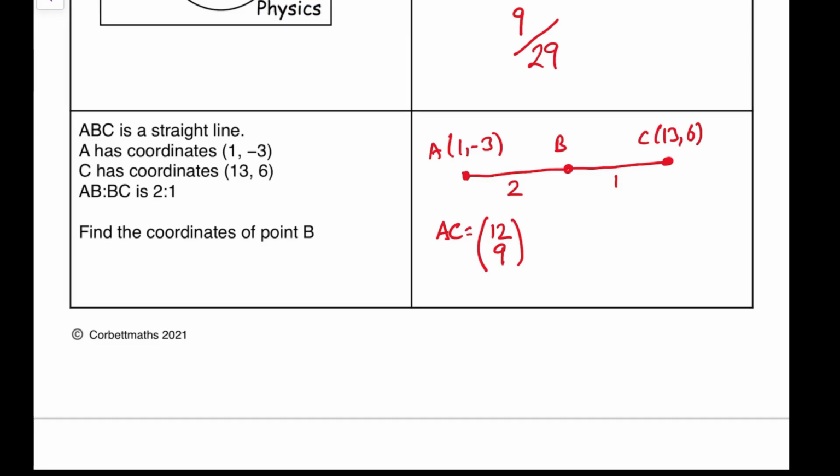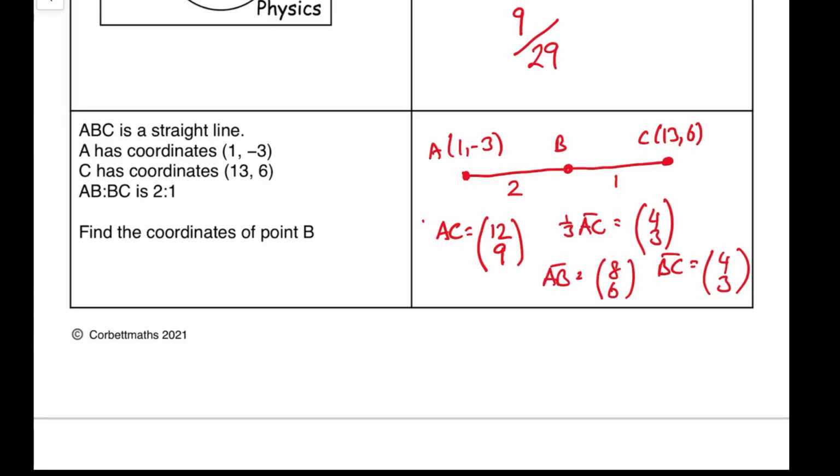And then I want to split that into threes. So a third of AC is equal to (4, 3). And the reason that's helpful is because I know AB is 2 lots of that, which is (8, 6). And BC is 1 lot of that, which is (4, 3). And then it says find the coordinates of B.